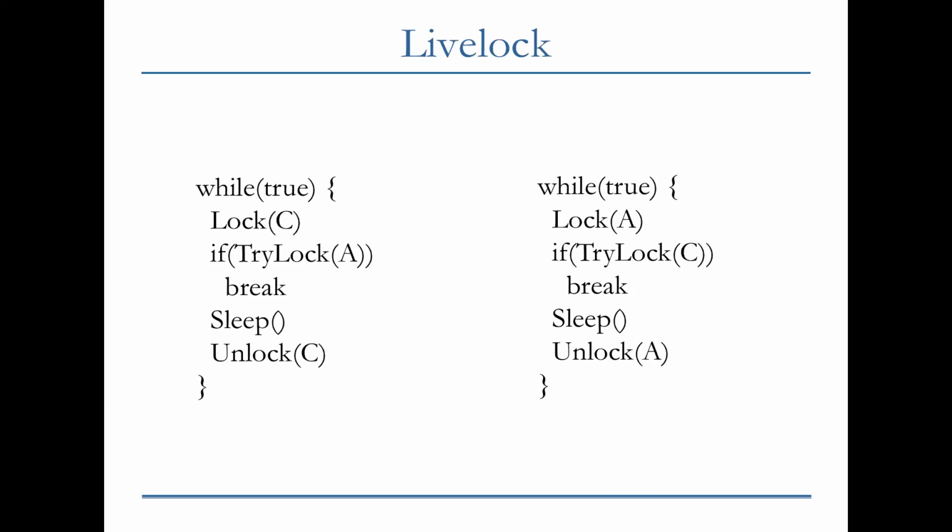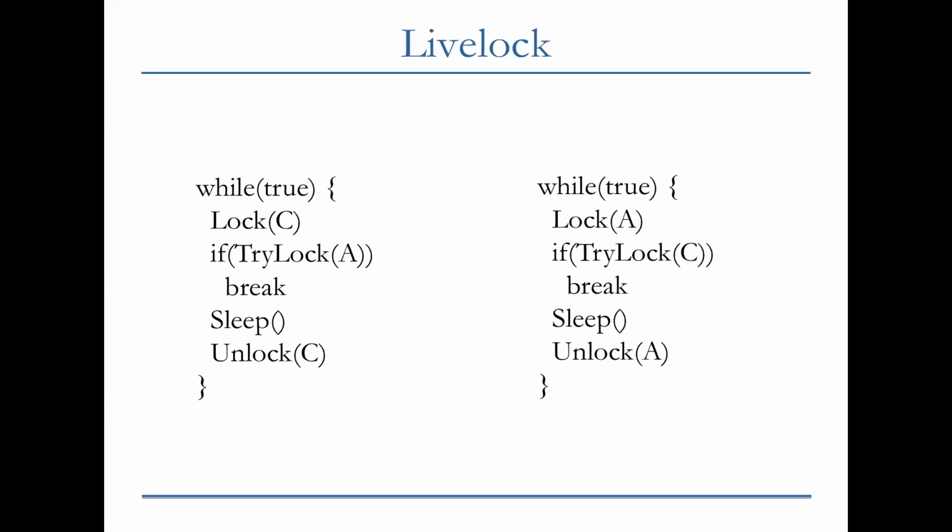Okay, we have that, but still what may happen is that every time we repeat this loop, we get lock C, okay, we are successful. Then we try to get lock A, but we are not successful because maybe at that time, thread 2 was scheduled such that it got lock A at that time, right?